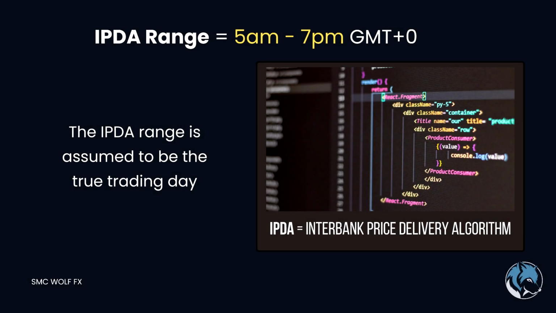IPDA stands for the Interbank Price Delivery Algorithm. The IPDA range of 5 AM to 7 PM GMT plus 0 is assumed to be the true trading day, as during these hours the markets experience the most volume related to USD trading pairs. But for the purpose of this video, we'll only be focusing on the price action when IPDA opens up at 5 AM GMT plus 0. IPDA Open can also be referred to as the New York Midnight Open.